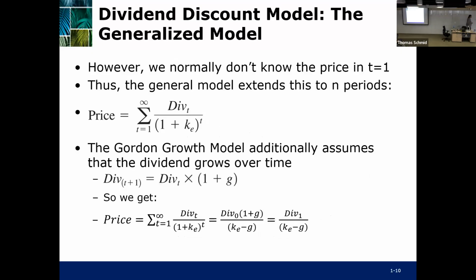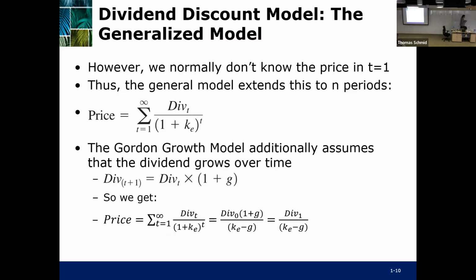What is more applicable to practice is the so-called generalized model, where we extend this one-period model to n periods, and basically, in its most general form, say that the price of a stock is nothing else than the dividends in the future, discounted and summed up. Very simple. The problem here, of course, is that the sum goes from now until infinity, which is also a bit hard to handle, because probably you don't want to forecast dividends until infinity.